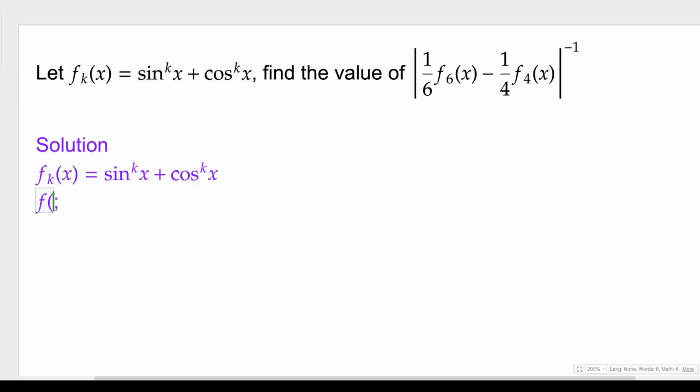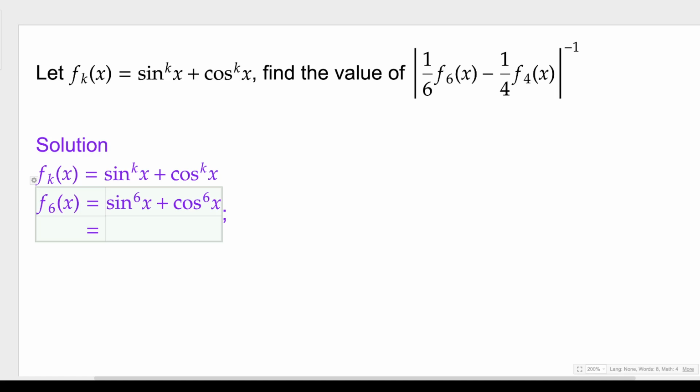Now if you observe here, if I compute this f subscript 6 of x, this is nothing but, instead of k I will be writing 6 here, right? Now we need to resolve this part a little bit, so we'll be resolving this. This is the given function, and we'll solve this particular function.